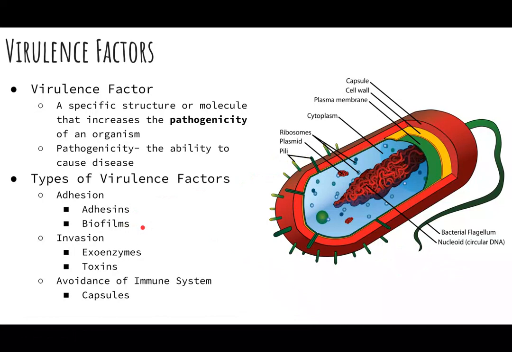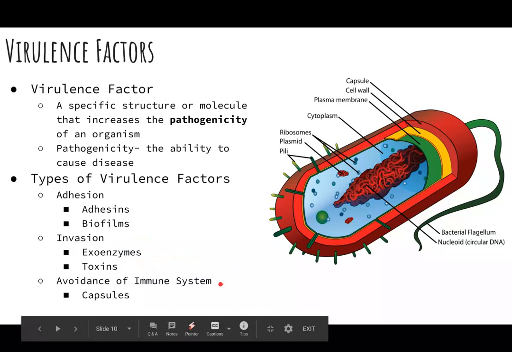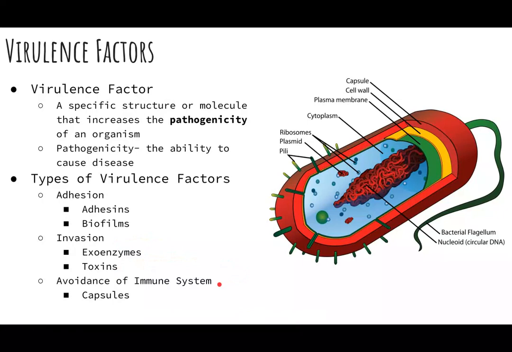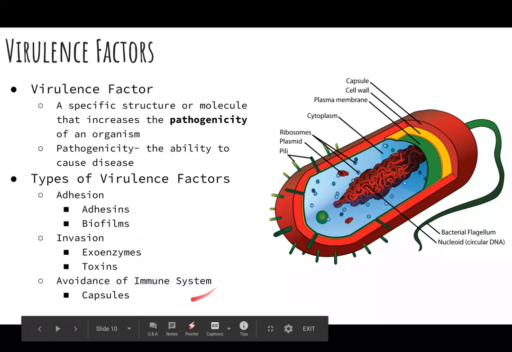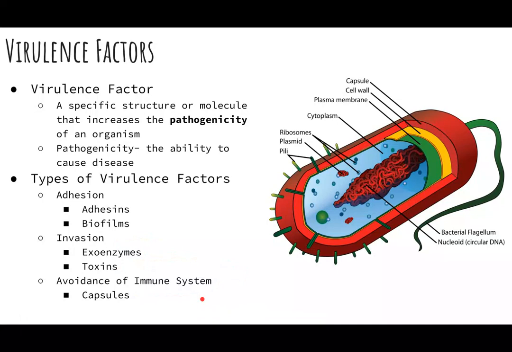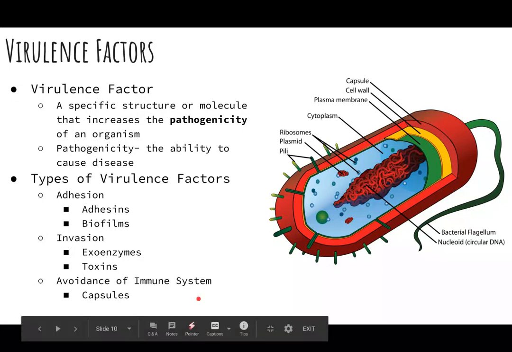Biofilms, we talked about how biofilms help bacteria stick to things and stick around. Invasion, so break down tissue and get deeper down into the body. This can include things like exoenzymes and toxins, and also avoiding the immune system. So preventing the host immune system from killing them off. We talked about how capsules can help protect bacteria from phagocytosis from your white blood cells. So virulence factors, these are specific structures or molecules that increase the pathogenicity of that organism, make it better at causing disease.